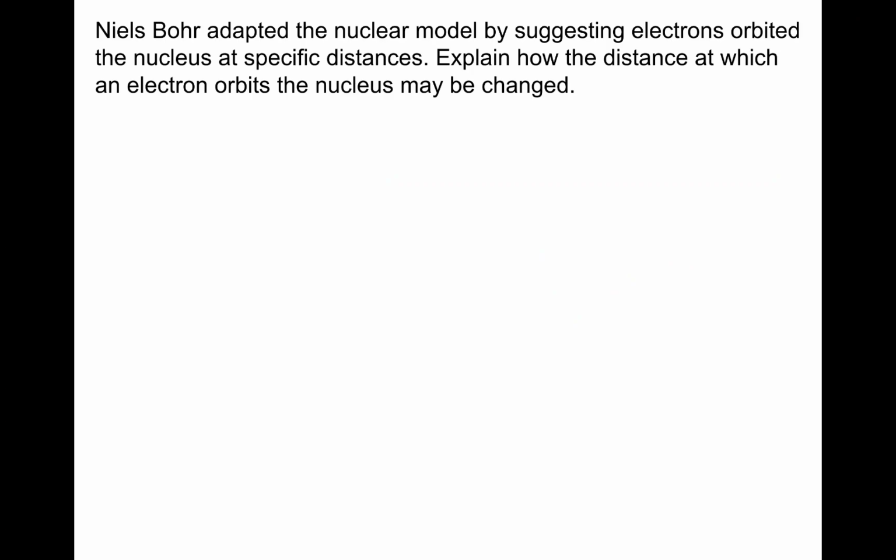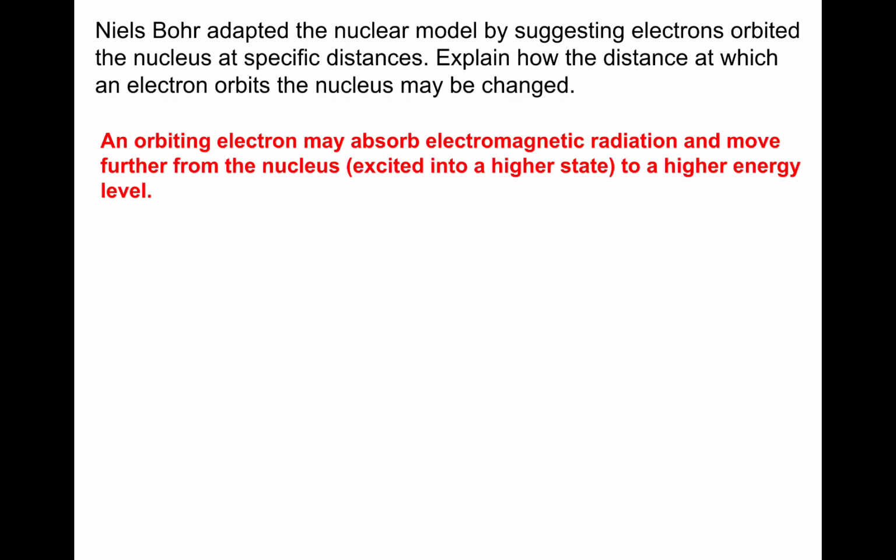So this question is very similar. If you want to pause and have a go at this one, and then I'll take you through the answer. Niels Bohr adapted the nuclear model by suggesting electrons orbited the nucleus at specific distances. Explain how the distance at which an electron orbits the nucleus may be changed. So I'll go for the answer now. An orbiting electron may absorb electromagnetic radiation, you could have said photon or light, and move further from the nucleus, excited into a higher energy state, to a higher energy level. And that's basically it.